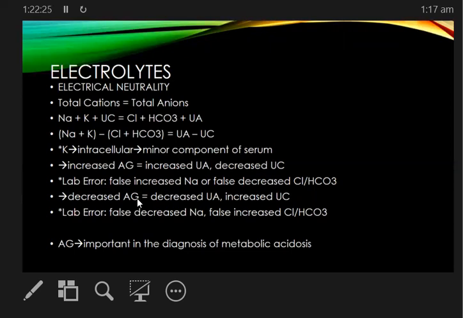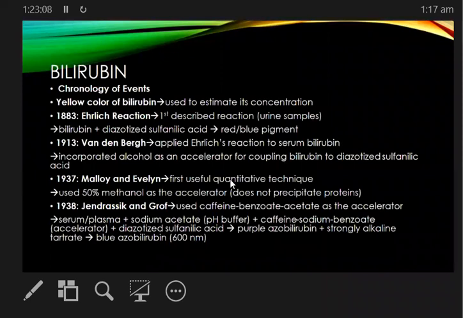Decreased anion gap is seen if there is a decrease in your unmeasured anion and an increase in your unmeasured cation. When it comes to erroneous results, the laboratory error involved is a false decreased potassium, sodium, and or a false increase in your chloride or bicarbonate. Another recall question in the board exam: remember that your anion gap is important in the diagnosis of metabolic acidosis.